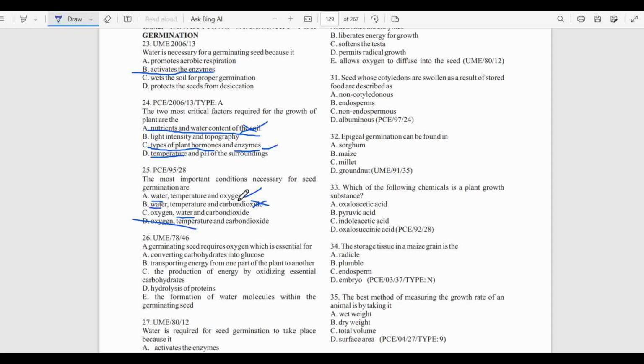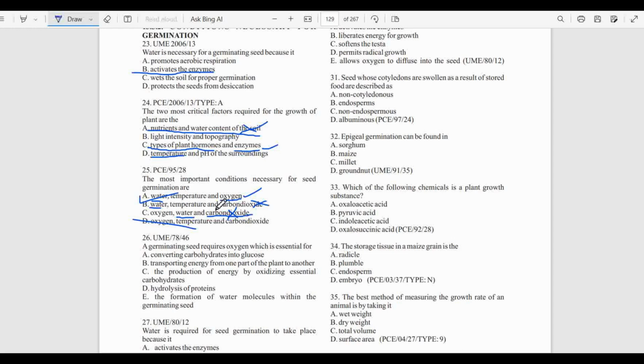Now let's go. Water, temperature, oxygen, as against oxygen, water, and carbon dioxide. So what do you think? Carbon dioxide is not critical for growth to occur. As a matter of fact, carbon dioxide is given off in photosynthesis. I mean, oxygen is given off. So carbon dioxide is not important for germination to occur, as against oxygen. The right answer to this question would be option A.